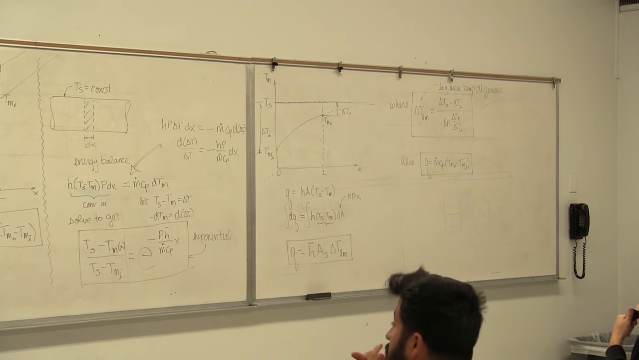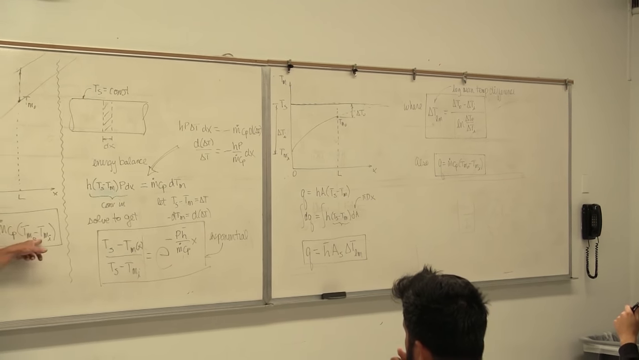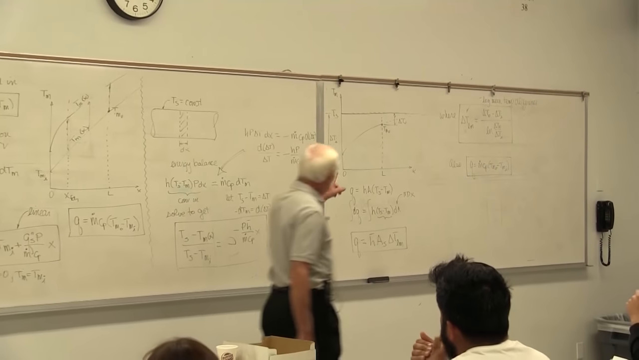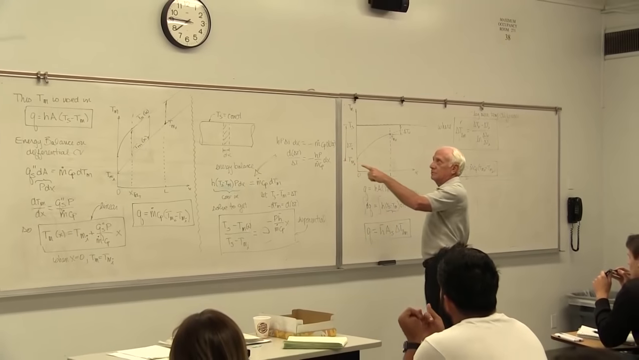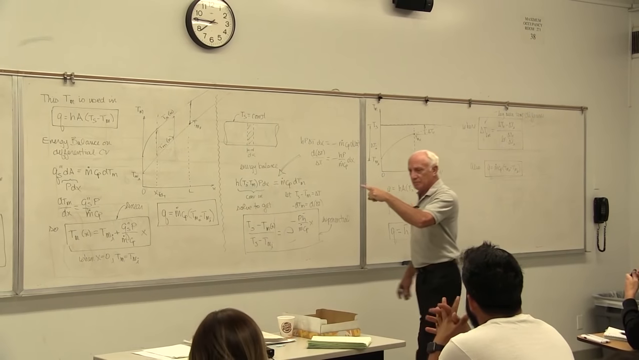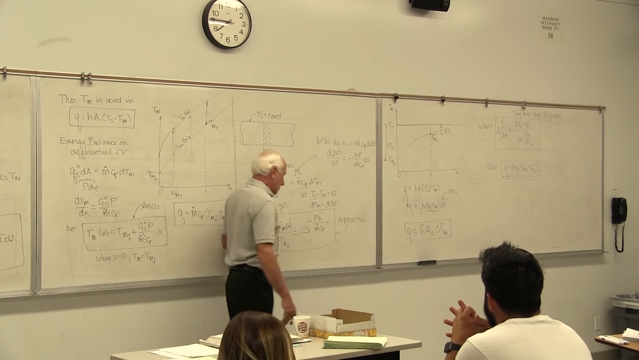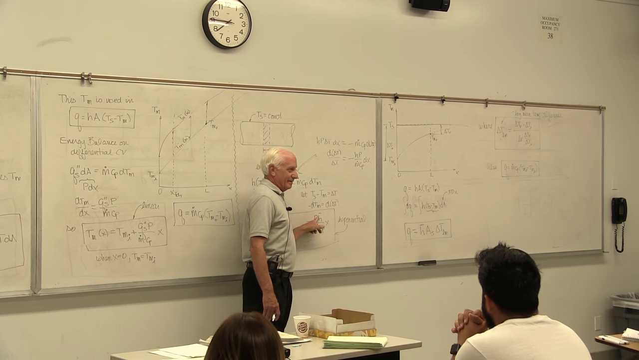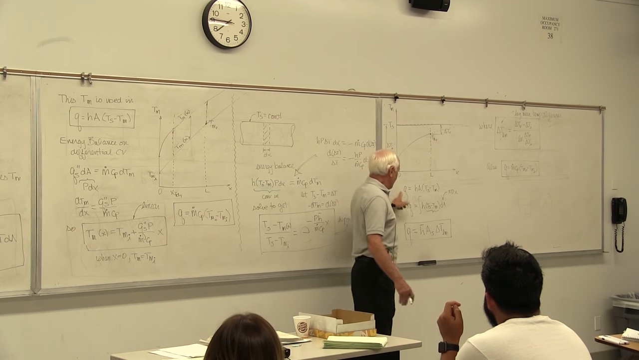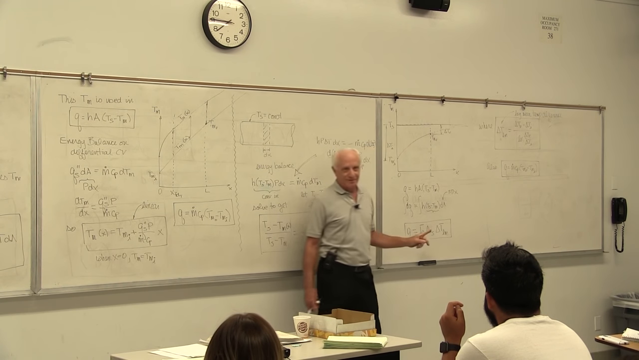Do I need to know the convection coefficient? Look for h. No. Look for h. No. I don't need h. Constant tube surface temperature. I want to find the temperature at the end of the tube. Look for h. Oh, yeah. The heat transfer. Look for h. Oh, yeah. You get the difference.